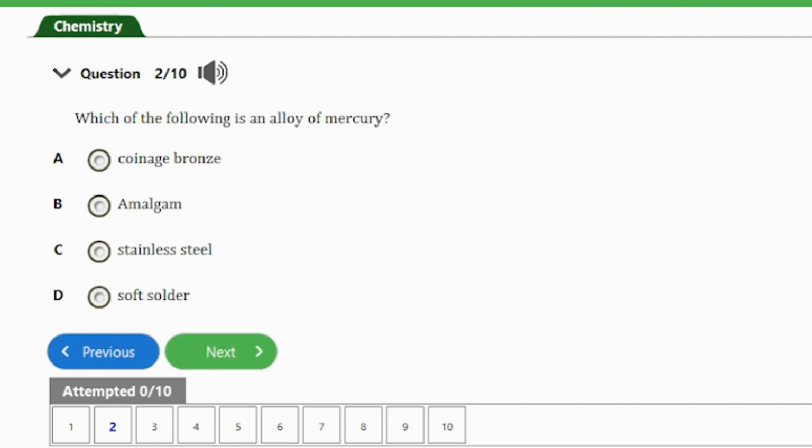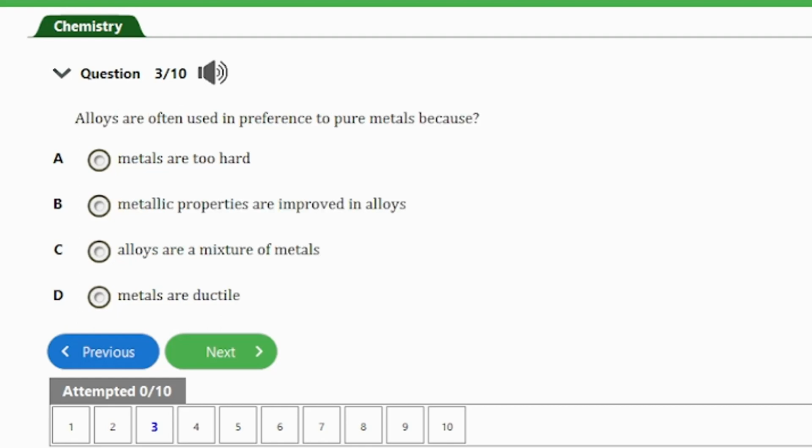Question number 2, it says, which of the following is an alloy of mercury? A, coinage bronze; B, amalgam; C, stainless steel; D, soft solder. The answer to this question is option B, that's the amalgam. An alloy of mercury is known as an amalgam. Amalgams are a combination of mercury with another metal. They are used in dentistry and for extraction of gold and silver. So that's it for that question. So let's consider the next question.